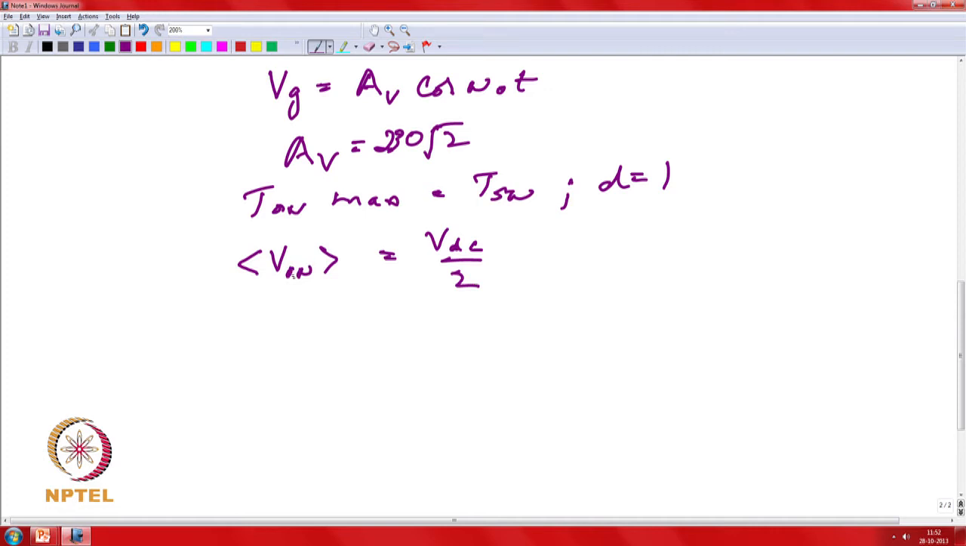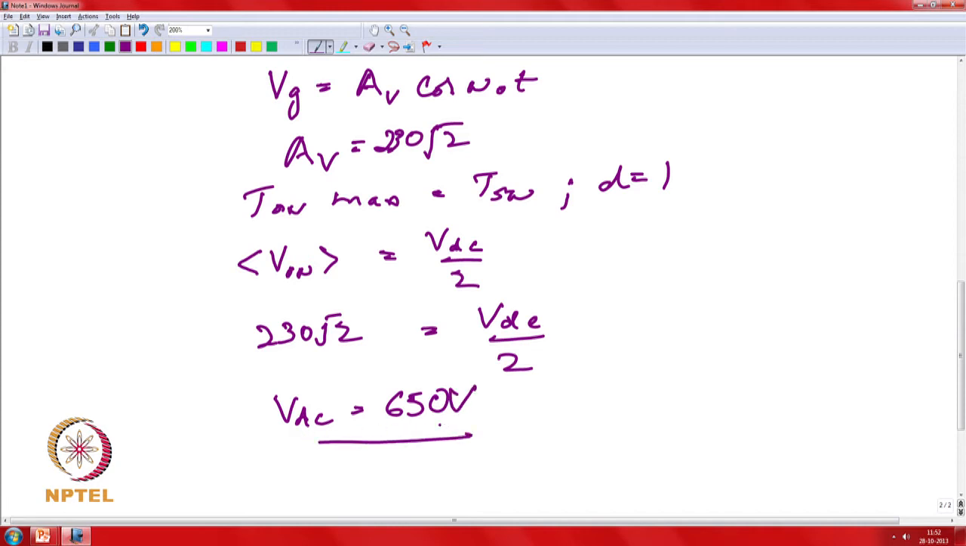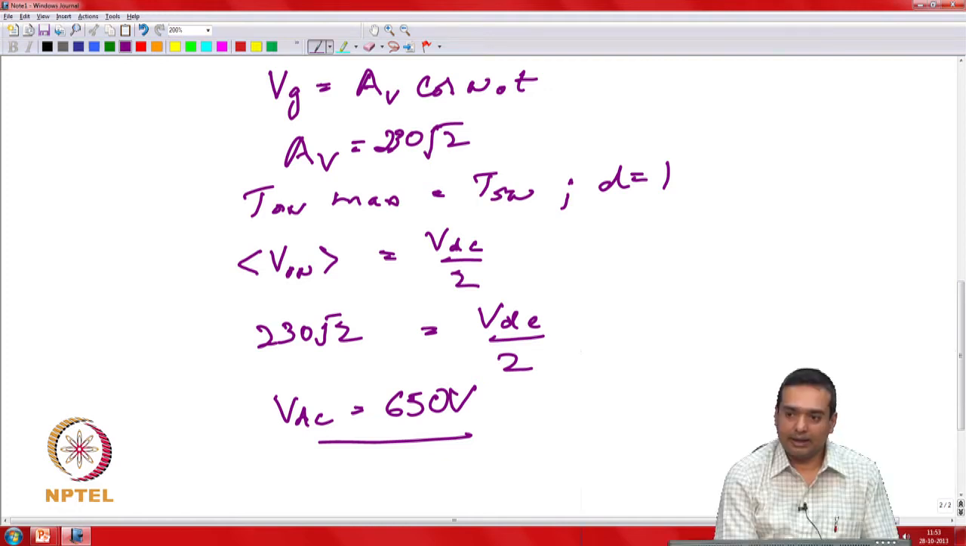And if we take VON average to be equal to the peak of the voltage that you are applying, you are talking about 230 root 2 is equal to VDC by 2. So 230 root 2 is about 325 volts. So you are talking ideally of about 650 volts as your DC bus voltage when your input voltage is about 230 volts. We'll see that you have to add additional factors over and above this particular DC voltage in an actual application.